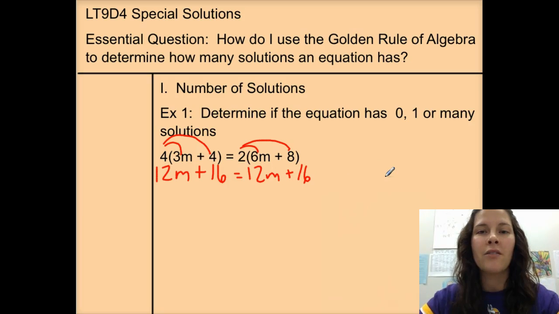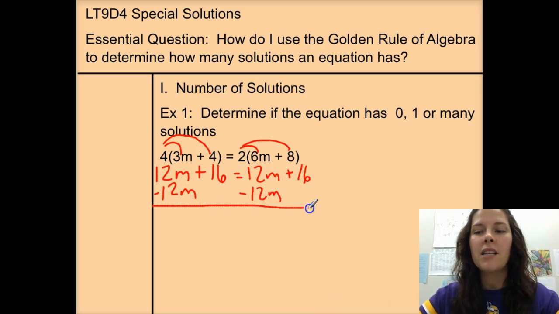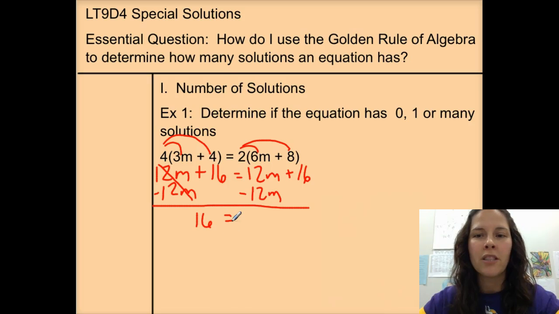Next, we want to get our variables together. Since both of my variables have the same coefficient, there isn't a smaller coefficient to move, so I'm just going to subtract 12m from both sides. Now, a common mistake that students make on an example like this is they'll subtract the 12m's and get them to cancel on one side of the equal sign, and on the other side of the equal sign, they'll leave an m for some reason.